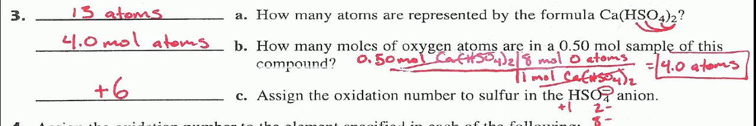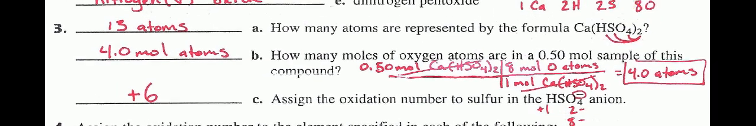Number 3. A. How many atoms are represented by the formula Ca(HSO4)2? Well, let's do some simple calculations here. I'm going to take this subscript 2 and move it through the rest of this polyatomic ion, but I'm not going to apply it to the calcium, because these parentheses are telling me that this subscript 2 is being applied to everything within the parentheses but nothing outside the parentheses.